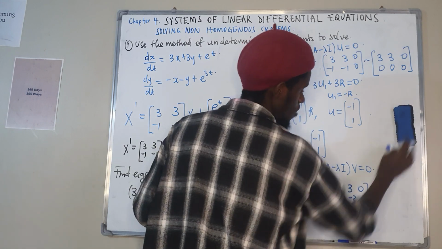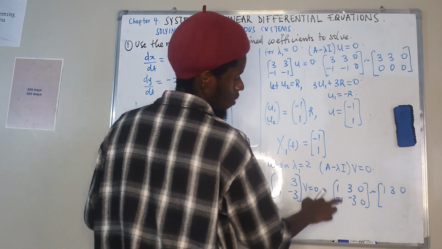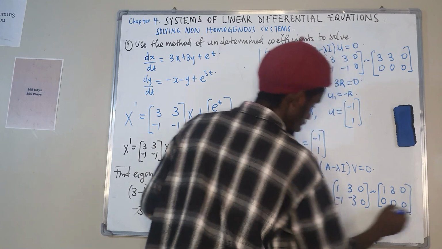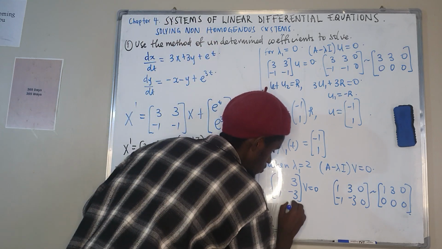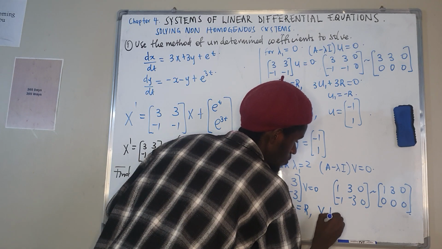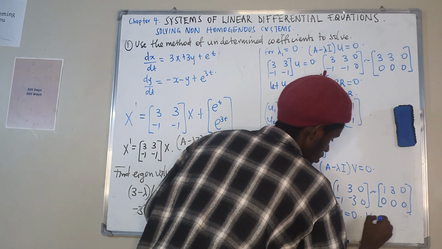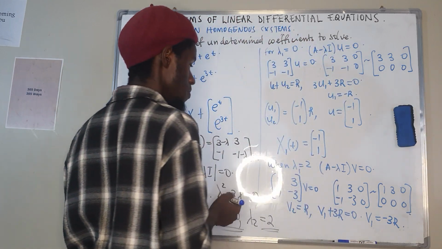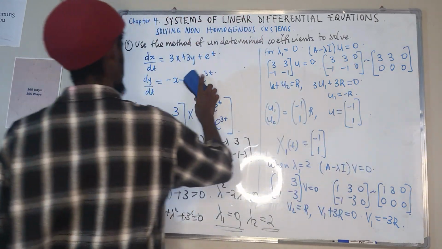Then I reduce it to echelon form. I'll have 1, 3, 0, and then I'll add row 1 to row 2, I'll have 0, 0, and a 0 here. Now, if I set my v2 to be a free variable, I say my v2 equals to r, therefore v1 plus 3r equals to 0, and then my v1 equals to negative 3r, and therefore I'll be able to write that if I put it in this space.